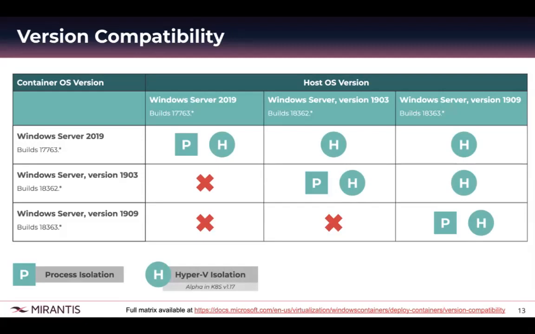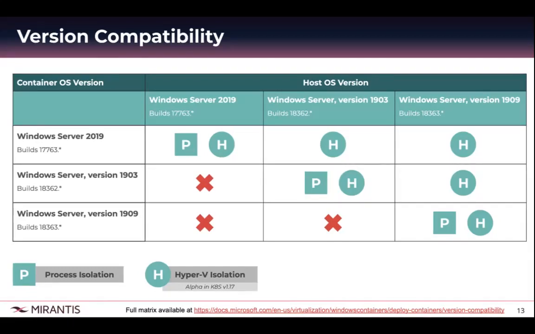What Hyper-V isolation allows us to do is a little bit more flexibility around version compat. So if I had a host operating system of 1903 running in my cluster, and someone gave me an image that was based on 2019, I could then run that container image on top of that host utilizing Hyper-V isolation rather than process isolation. So again, coming soon, but I wanted to mention it now so that you can be thinking about that in the future and ensuring that you're matching up these versions.